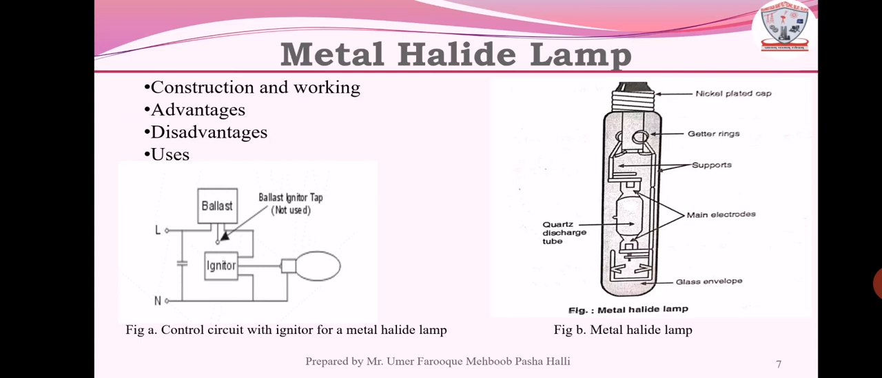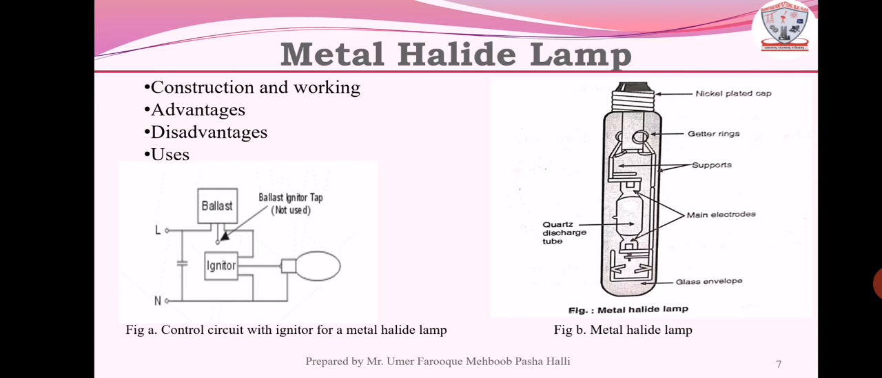Figure A shows the controlling system, that is the control circuit with ignition for the metal halide lamp. The igniter is connected across the lamp terminal. This type of starter enables the lamp to restrike within a minute of being switched off.